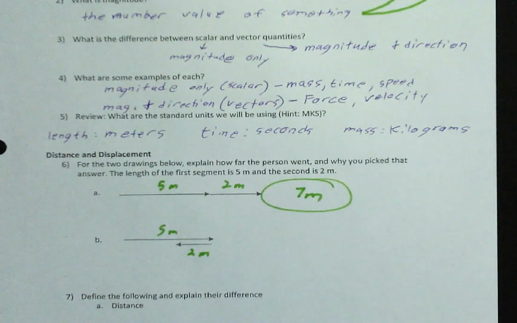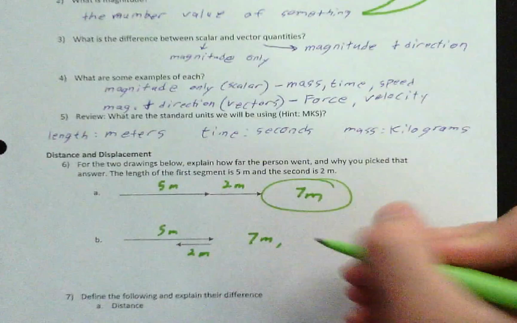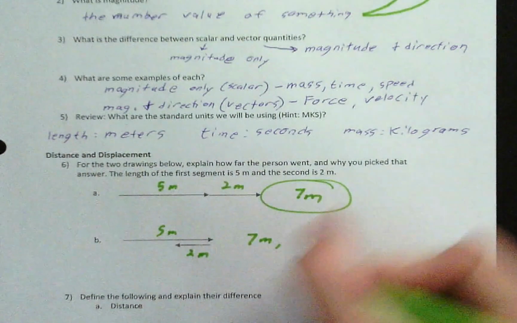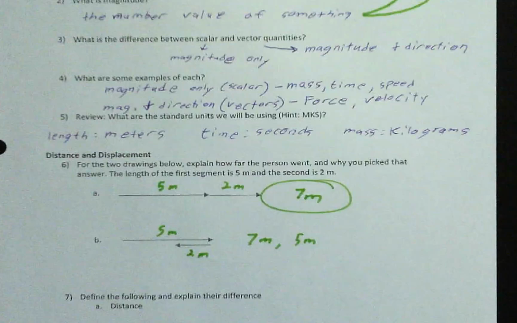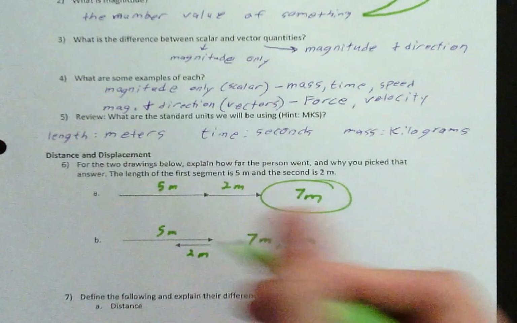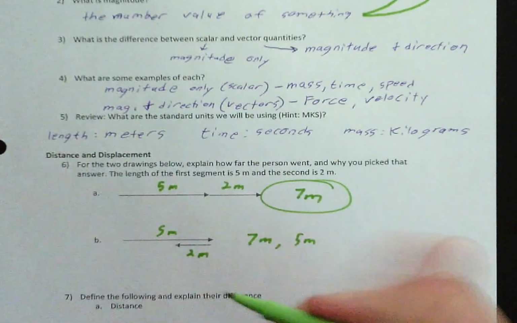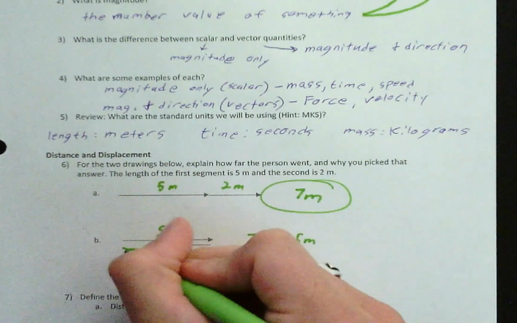Okay, what about for B? What do we got for B? What did you say? 7. You like 7? Okay. Anyone go with anything different? What you get? 3. Okay, why you got 3 for me, Cole? Okay. So, and you just added them up, right, Gabe? So you were thinking 5 plus 2 is 7, and you were thinking 5 minus 2, because you were thinking about this section here, basically.